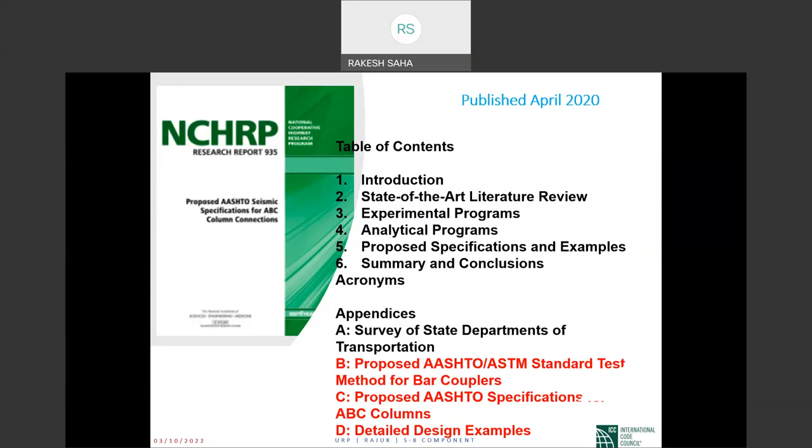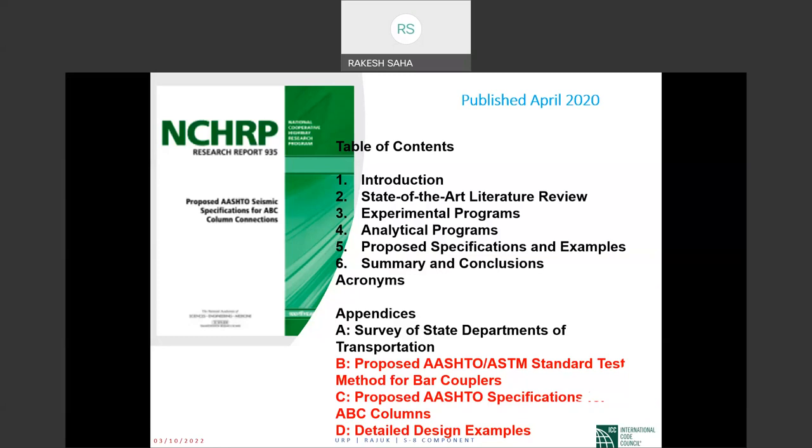Now, there are a bunch of appendices in this report. We did a survey of the State Departments of Transportation. Then we developed some standard test methods for bar couplers. Now I'm going to talk about that a little more, to see how we can bring these couplers into the design. On the previous topic one, I avoided the bar couplers, but in the NCHRP project, we brought those in and looked at how we can use them.